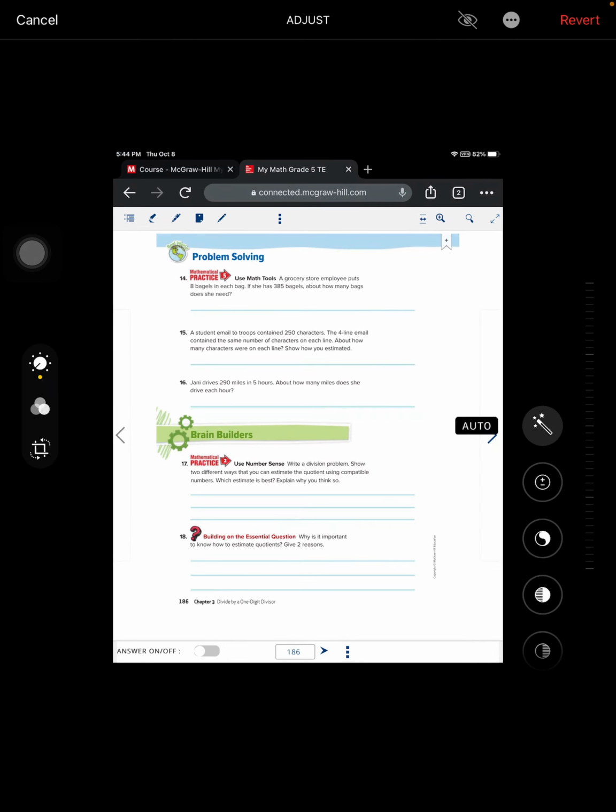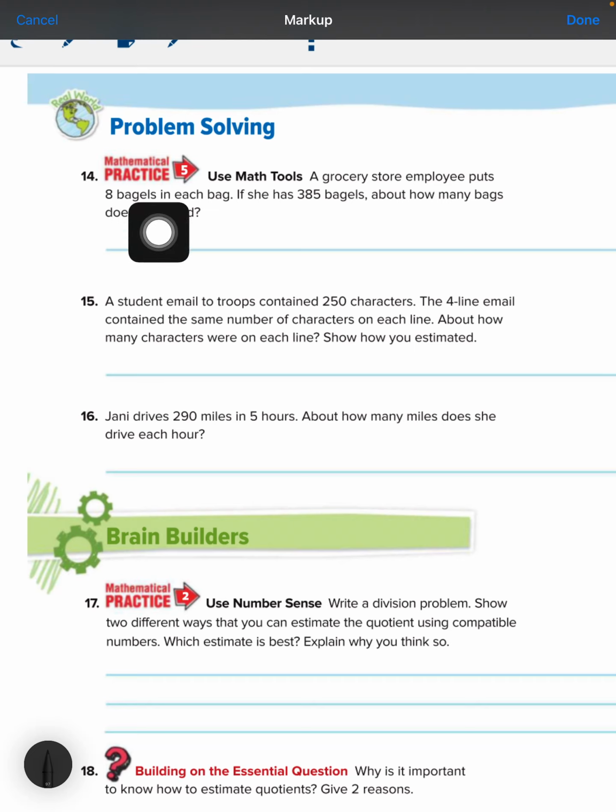Join me on the next one. A grocery store employee puts 8 bagels in each bag. If she has 385 bagels, about how many bags does she need? Okay, put a treasure chest around this because that means your work just got cut in half.